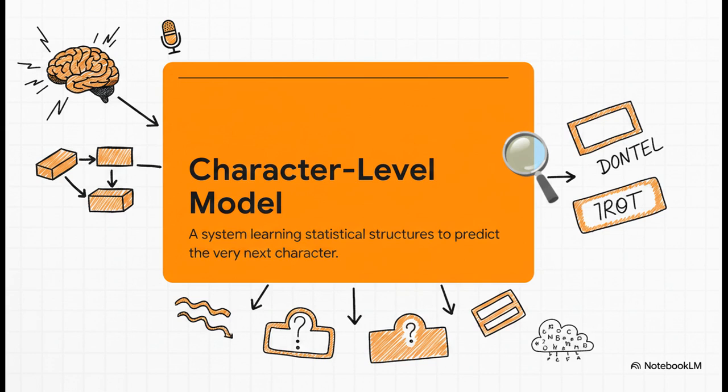The AI's goal isn't to just copy them. That'd be too easy. It has to learn the hidden statistical structures, like which letters frequently follow which other letters. And it does this so it can invent totally new, totally unique names that sound perfectly human. Think Dantel or Inurit. It reads a sequence of characters, and it predicts the very next character, step by step.